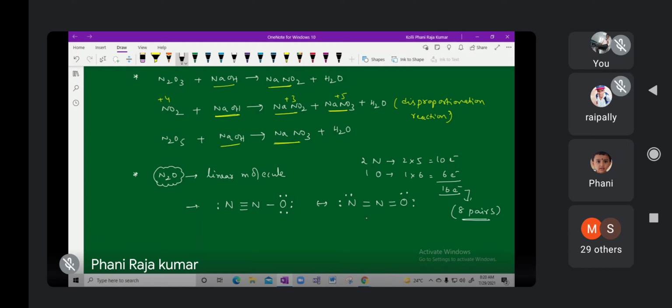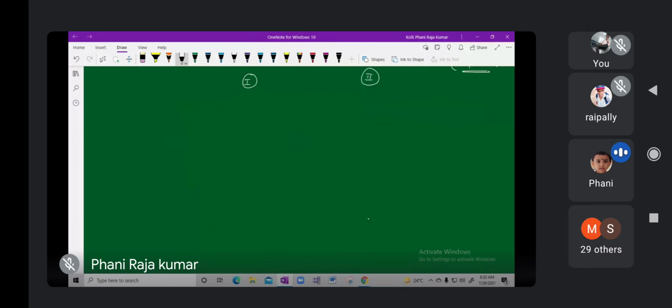Out of these two, which one is the most stable structure, or contributes more to the original structure of N2O, the resonating structures of N2O? Structure 1 or structure 2? That is decided by formal charge. Let us write numbering here, 1, 2, and 3. So let us take structure 1.